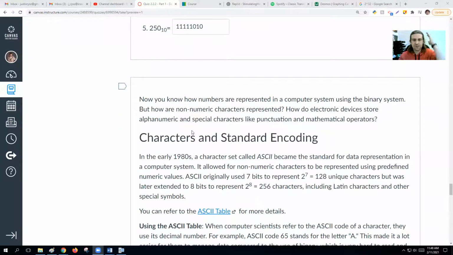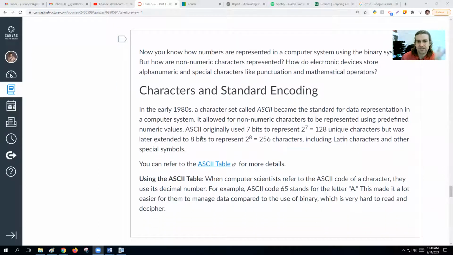Okay. So now that we can convert from binary to digits and back and forth, we can also look to see how we can convert these to our standard characters. So we want to think about, in the early 80s, this character set known as ASCII became the standard data representation for our computer system. It allowed non-numerical characters to be represented using basically predefined numerical values.